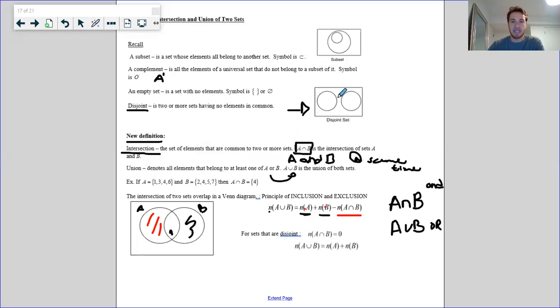And the last one is disjoint sets. Let's go up to this diagram. If we have A and B, remember, A or B is the number in A, so all of this circle, plus the number in B. And we don't have to subtract anything because they don't overlap. All right, so that is the definition part to today's lesson.